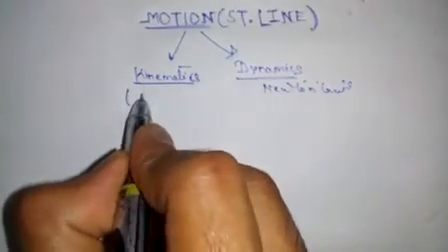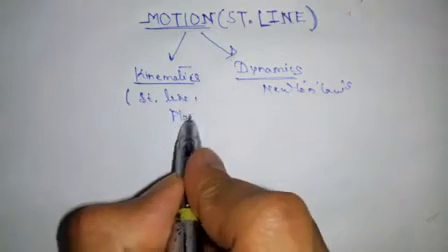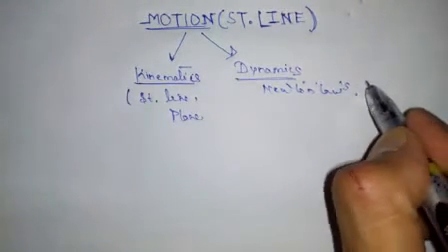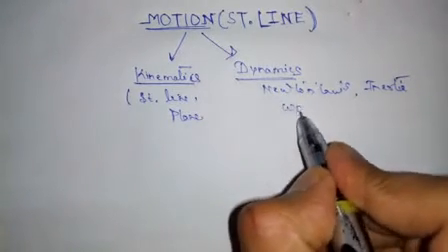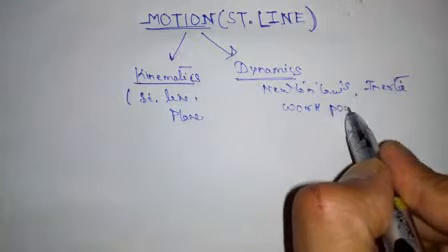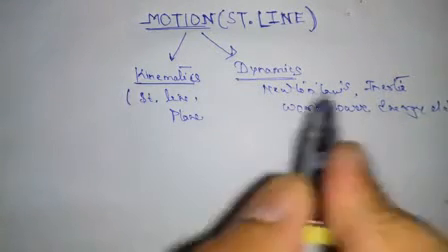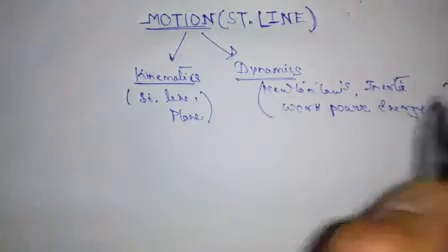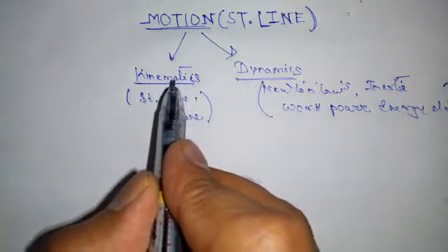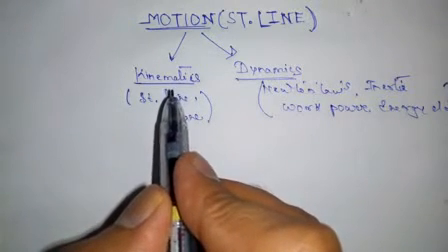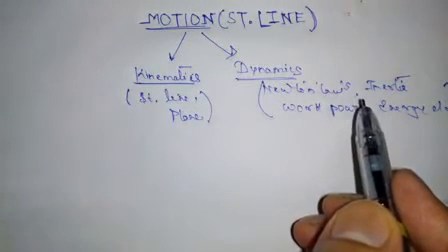As for example, Newton's laws. We have motion in a straight line, we have plane. Newton's laws, inertia, work, power, energy, etc. Kinematics deals with the motion without going into their causes, whereas dynamics deals with the causes of motion.